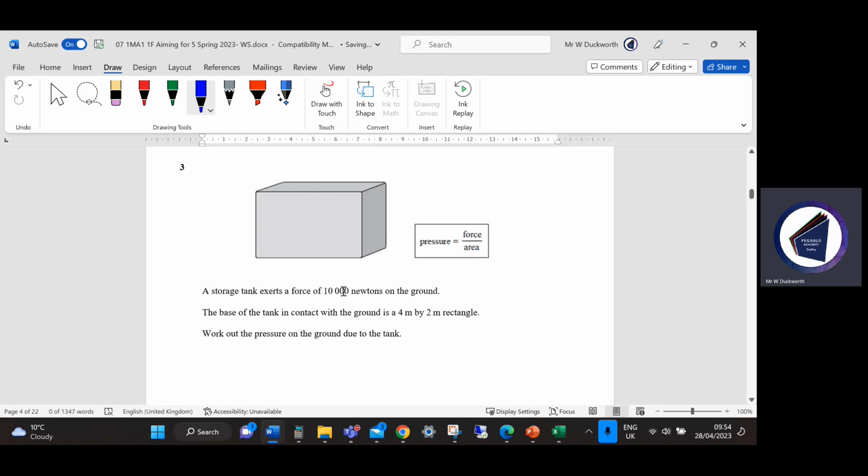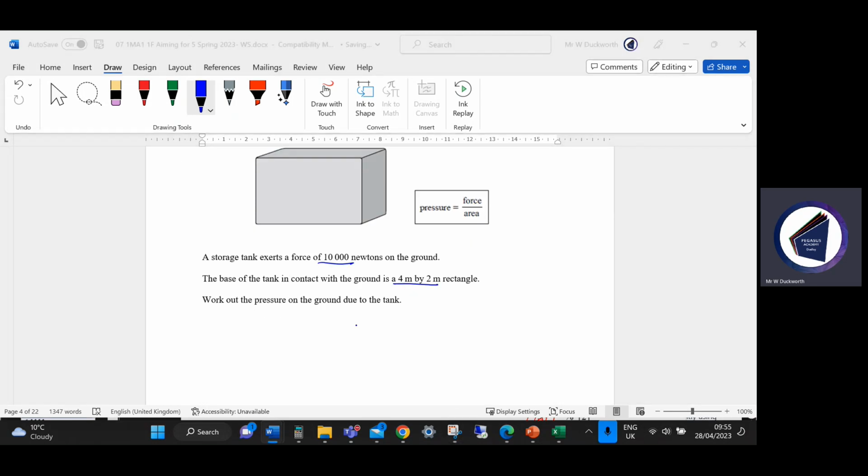Right, question 3, pressure, force, pressure. A storage tank exerts a force of 10,000 newtons on the ground. The base of the tank is in contact with the ground by a 4 by 2 metre rectangle. So key information. Work out the pressure on the ground due to the tank. We need to work out the area created. So the area is going to be equal to 4 times 2, so the area is going to be equal to 8.